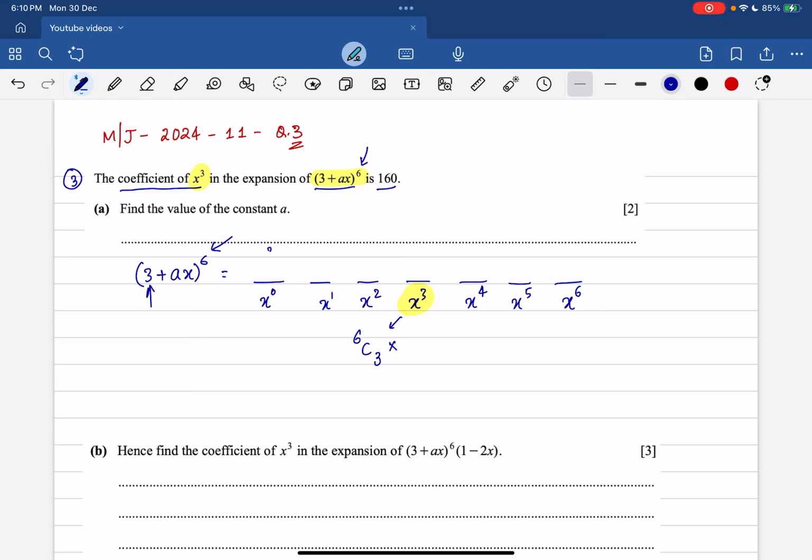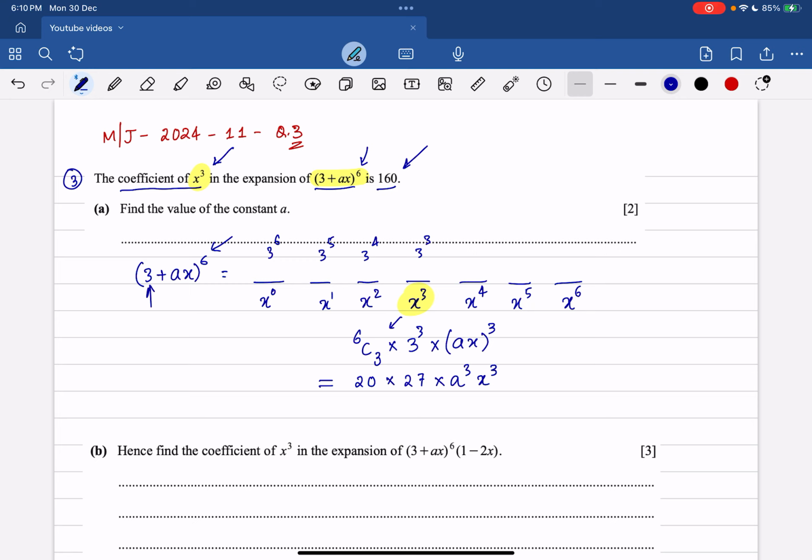Times, if that is going to be raised to 3, this guy is also going to be raised to 3, because this is 3 raised to 6, 3 raised to 5, 3 raised to 4, and this is going to be 3 raised to 3. So 3 raised to 3 times ax the whole raised to 3. So what is 6c3? 6c3 is 20. 20 times 3 raised to 3 is 27, and this is going to be a cube x cube, right? So what are they saying?